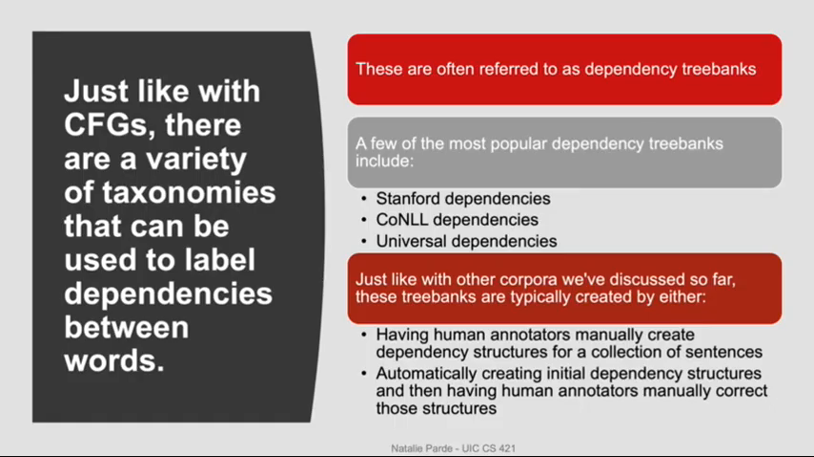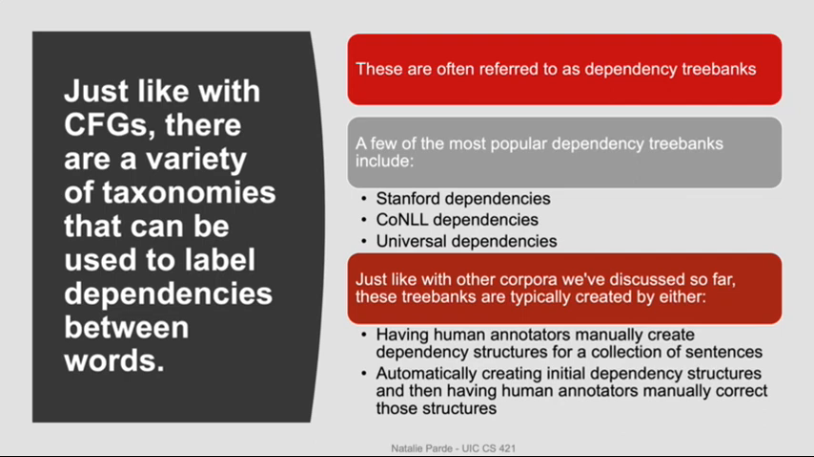We saw previously that with constituency grammars and part-of-speech tags, there are a variety of labeling taxonomies that can be applied to words and phrases. This is also the case with dependency grammars, and these labeling taxonomies are generally referred to as dependency tree banks. A few of the most popular dependency tree banks include the Stanford dependencies, the CoNLL dependencies, and the Universal Dependencies.